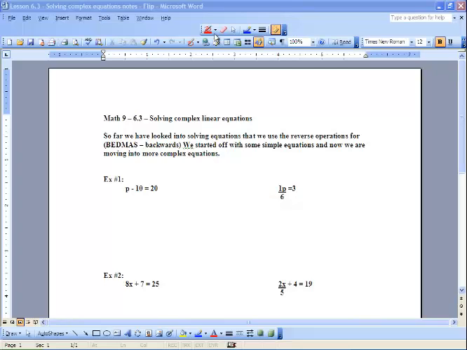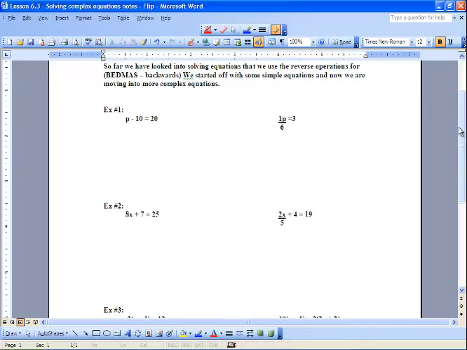Hey everyone, what's happening? So today we're going to be solving a few more complex linear equations. Now they're going to get more and more complex, and we're going to do a quick review of what we've done so far. Remember that we're using reverse order of operations. So we're using BEDMAS backwards basically.